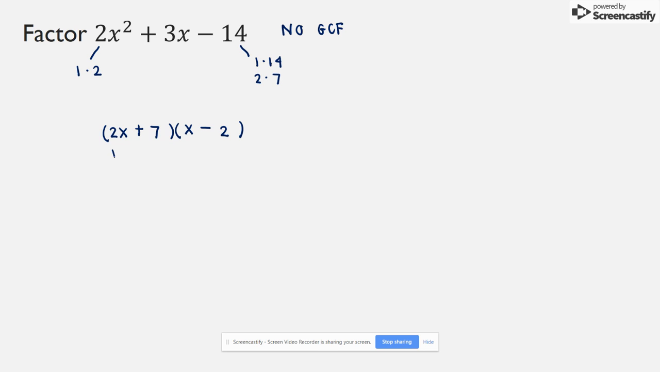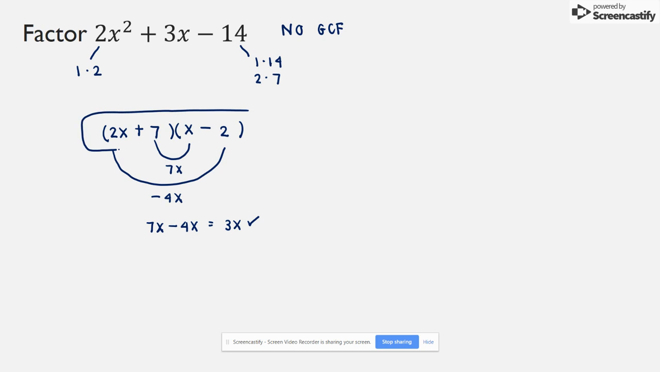Once I've guessed that, I'm going to check my answer. 2x times negative 2 is negative 4x. 7 times x gives you 7x. If I add those two terms together, notice I get my 3x. So I guessed correctly the first time, and so that's my answer.